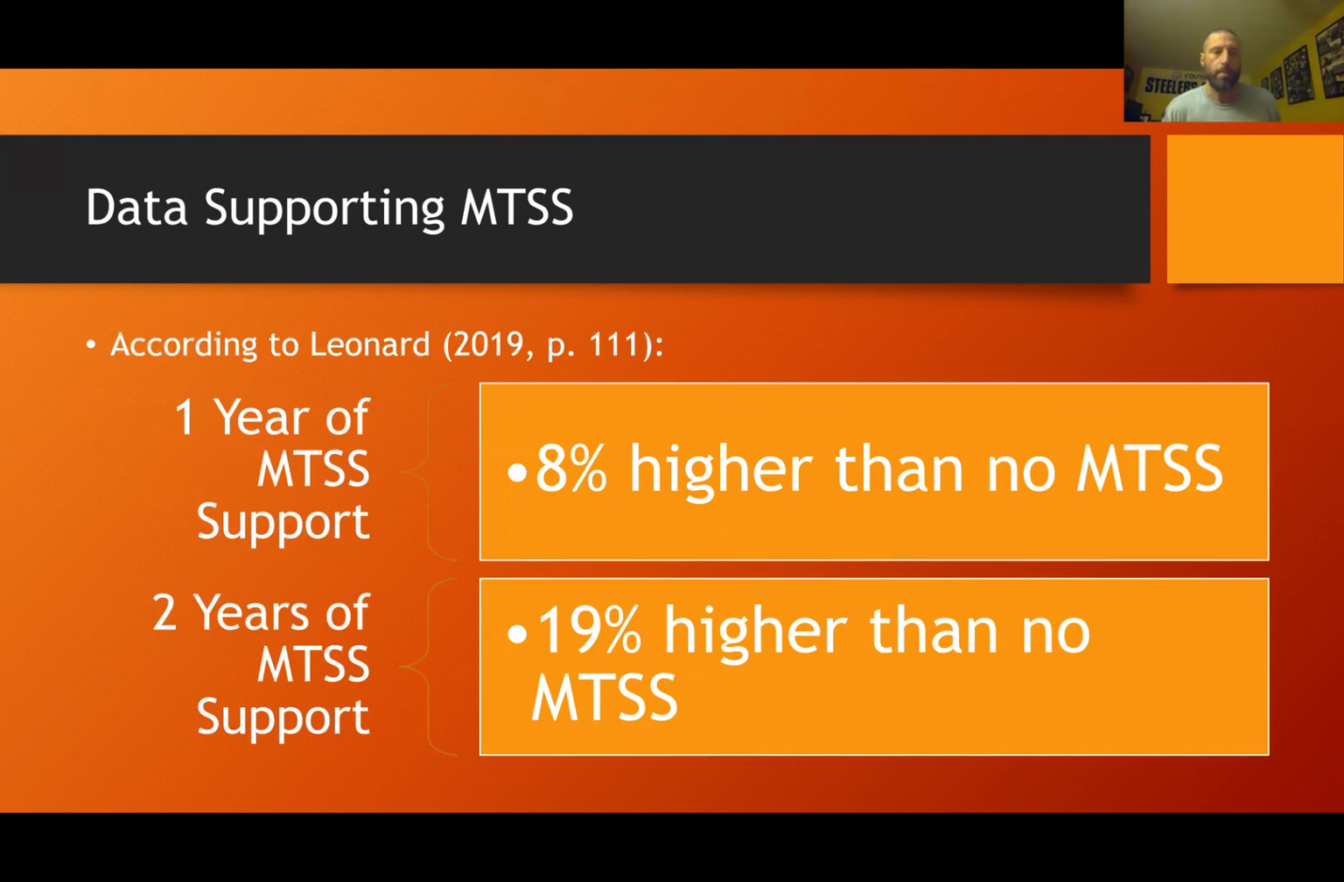So just real quick, there were a bunch of studies that all sort of showed similar results with the use of MTSS, but Leonard and his colleagues in 2019 did a study. And what they found was that with 1 year of support, students that were part of intervention groups showed 8% more growth than students who had similar needs but didn't have this multi-tiered system of support. Over 2 years, those same students showed 19% more growth than students who didn't have the support.